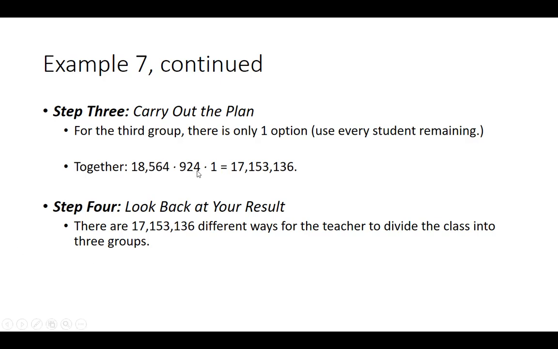So when we multiply together the choices for the first group times the choices for the second group times the choices for the third group, that's 18,564 times 924 times 1, which is 17,153,136. So looking back at our result, there are 17,153,136 different ways for the teacher to divide the class into 3 groups.